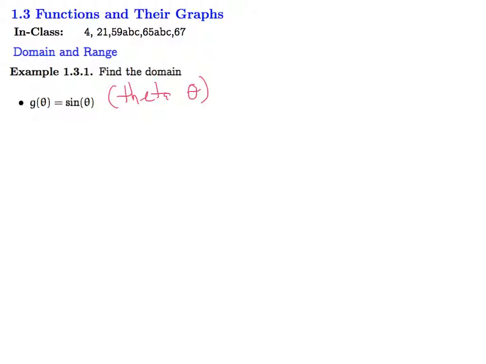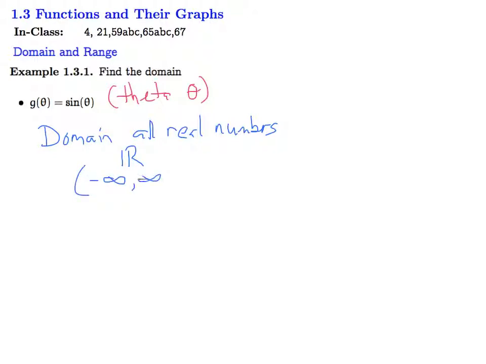So this means that our domain is going to be all real numbers. Now you can write this however you want. You can get really fancy and write a fancy R. You can write this goes from negative infinity up to infinity. You can write all real numbers. Any of these work really well.